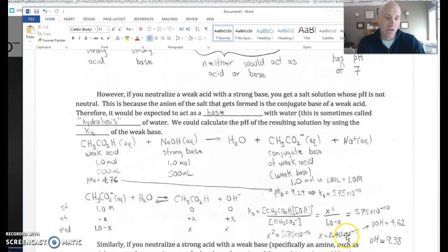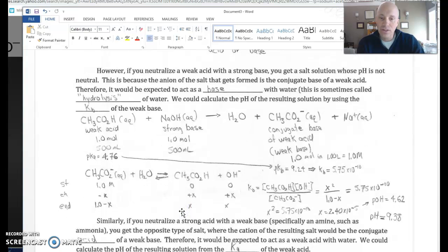So from that, remember what x stood for. It's the concentration of hydroxide. So therefore, we could calculate a pOH, and then from the pOH, we could calculate a pH. So what this indicates is that the pH of this resulting solution would be 9.38, which means it's going to be slightly basic. And that should make sense because when you're neutralizing a strong base with a weak acid, the resulting solution should be on the basic side of things.